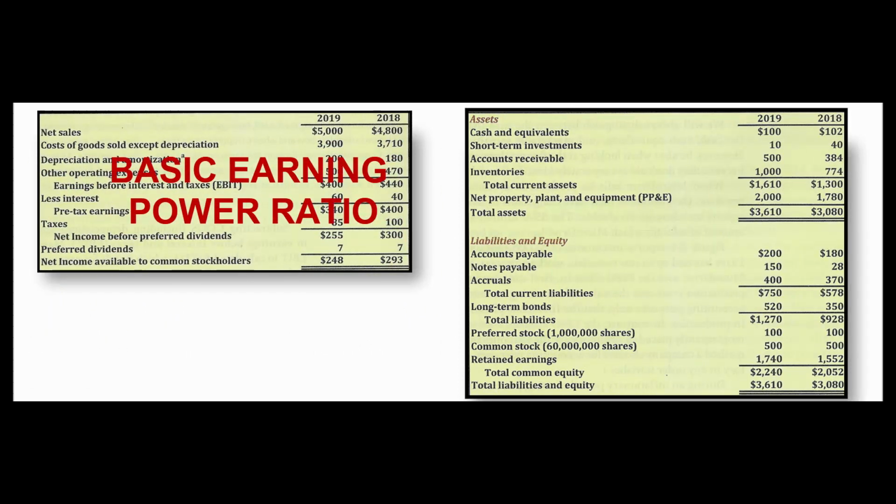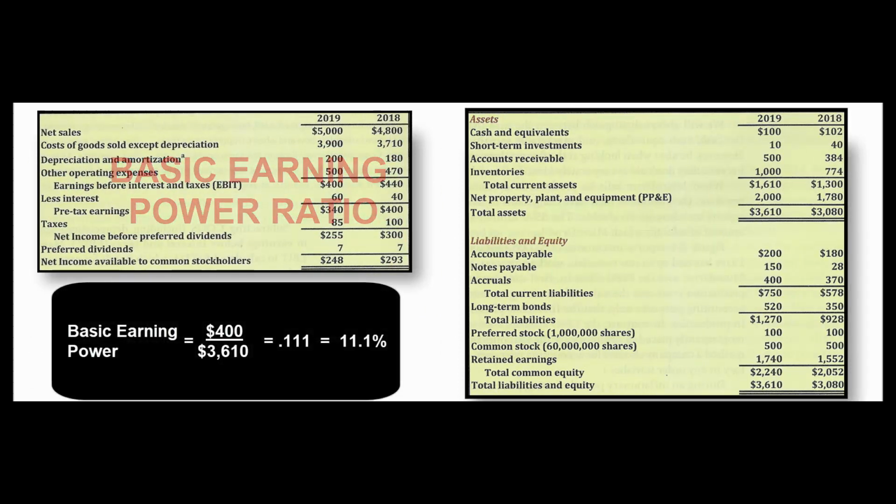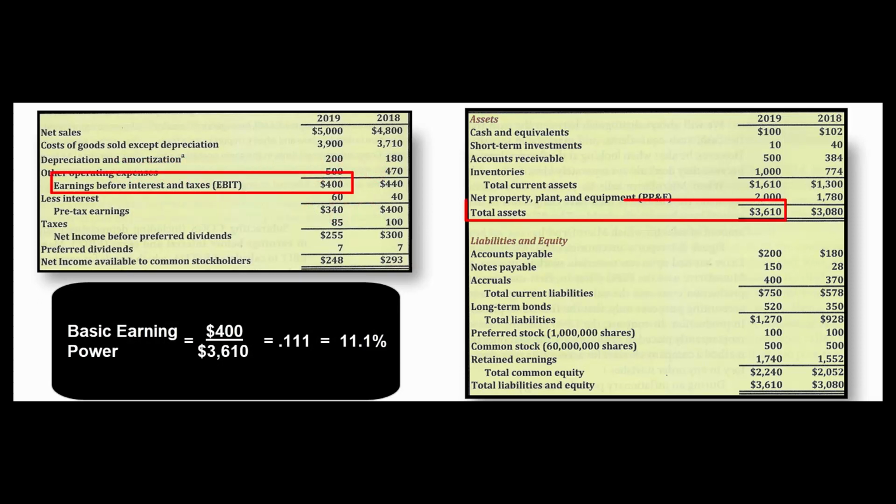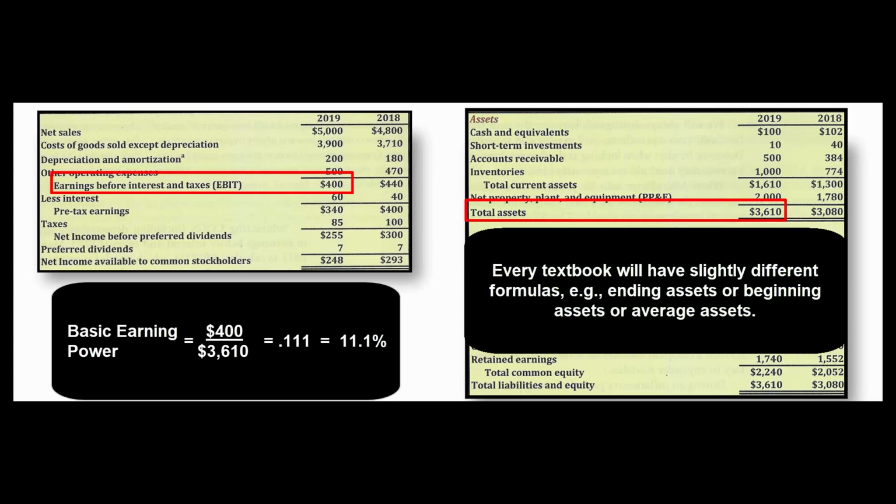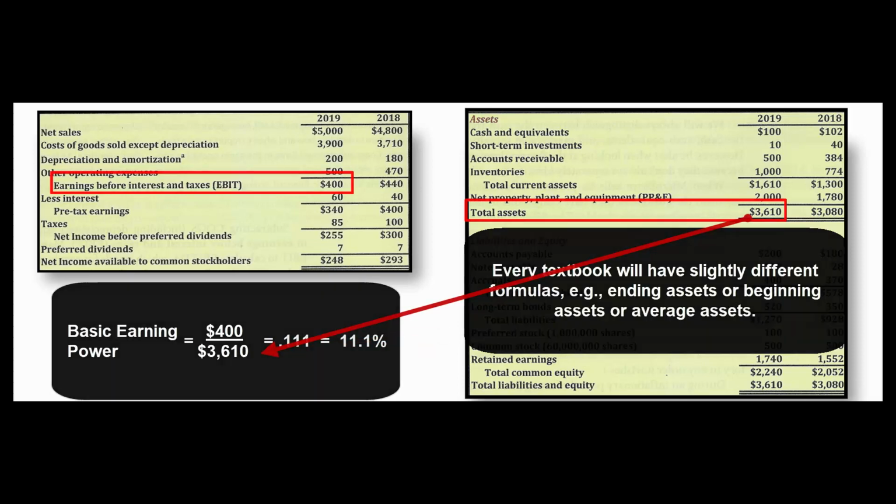Next, we might look at the basic earnings power ratio. We'll take our EBIT and put it over total assets. In this case, that would be 400 over 3610. And this is probably a great time to mention that every textbook is going to have slightly different versions of these ratios. Doesn't mean some are right or some are wrong. For example, somebody might take the average assets in the denominator of this ratio. But for now, let's just make things easy on ourselves and put in the ending total assets.